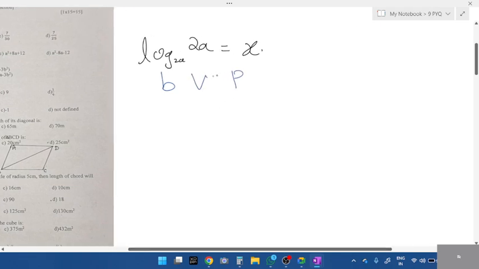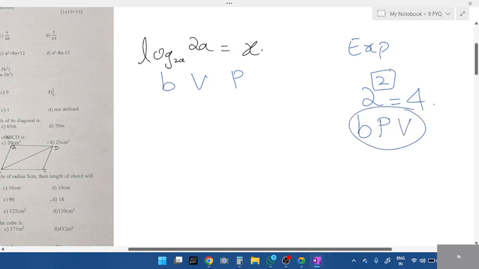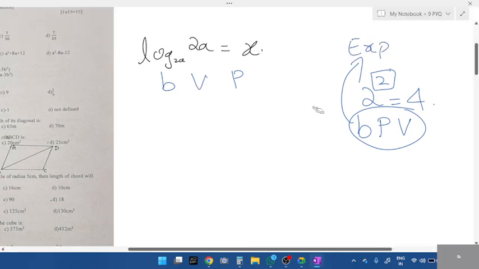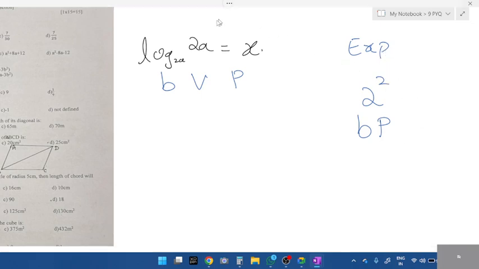If you forget this BVP, students, remember the exponent concept. For exponent, you take any number, 2 to the power of 2. What is 2 to the power of 2? 4. What is this 2? Base. What is this power? And this 4 is the answer value, right? If this is exponents, BPV, for logarithm it is opposite, BVP. Even if you forget the logic, remember. What is 2 to the power of 2? Exponent. Which concept is this? If anything has power, it is indices, right?